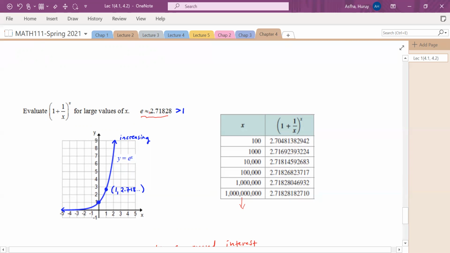And this number e, approximately, we can round it. So approximately it's 2.71828, but it goes forever. It's not a fixed number, it's not a rational number. It's an irrational number. And this one, we call it the natural base e. And this is what we call the natural base.